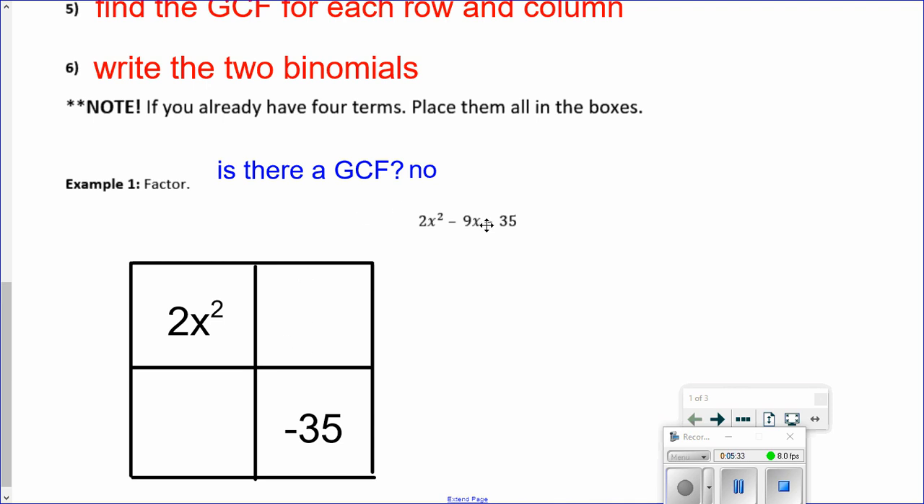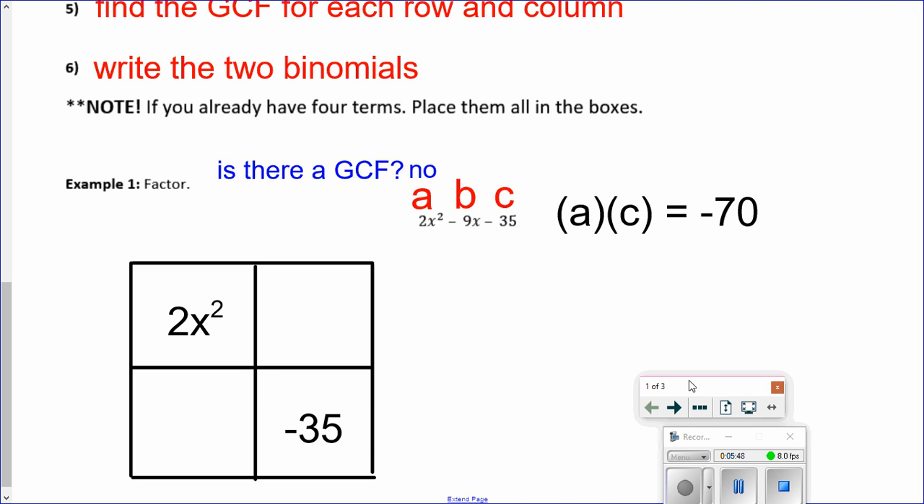This is where I multiply my a times c. a is 2, b is negative 9, and c is negative 35. So I multiply 2 and negative 35, and it equals negative 70. Now I'm going to make a factor table. I'm going to find factors of negative 70, and test to see if they add up to my b term, the negative 9.